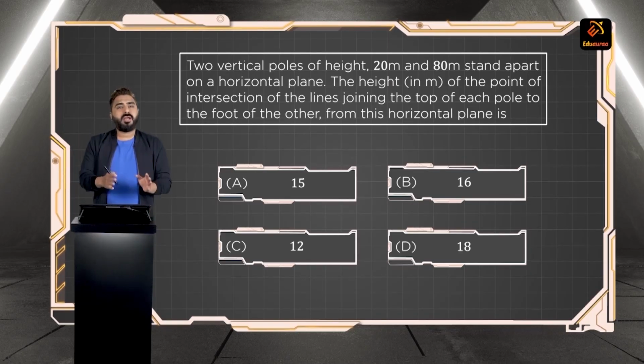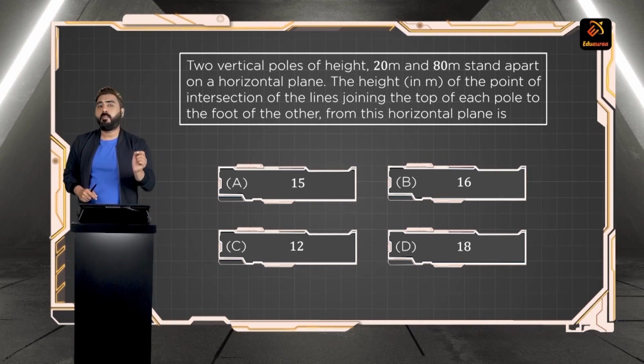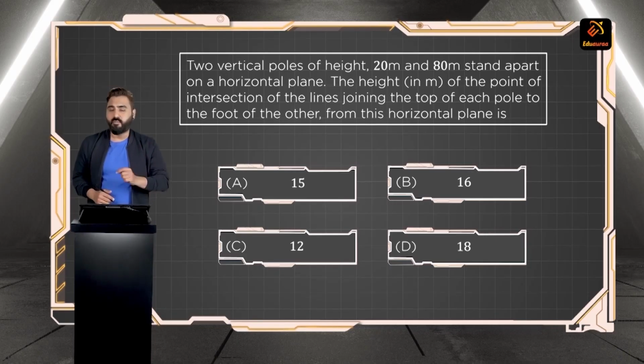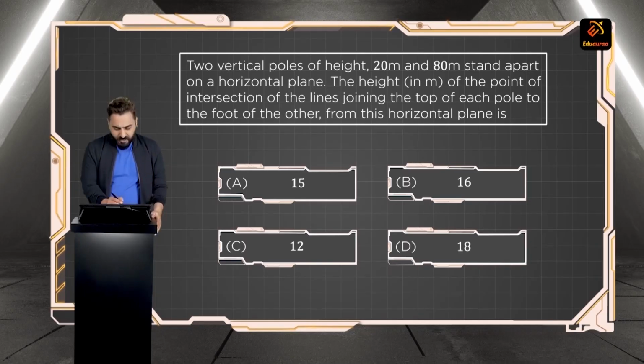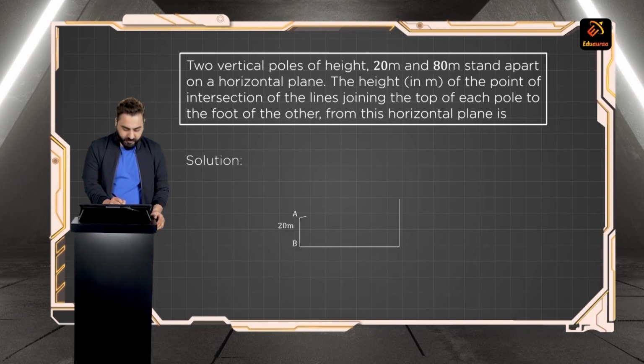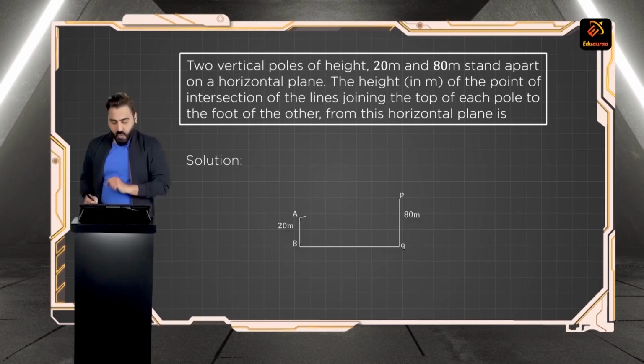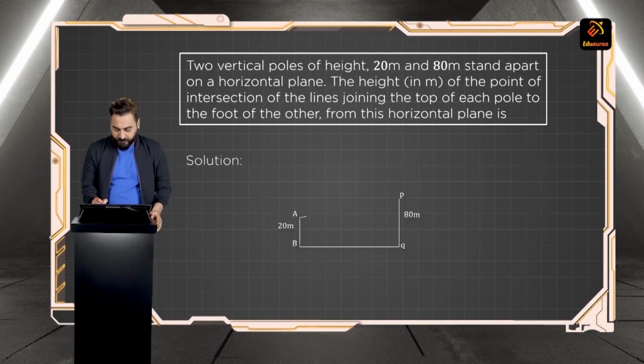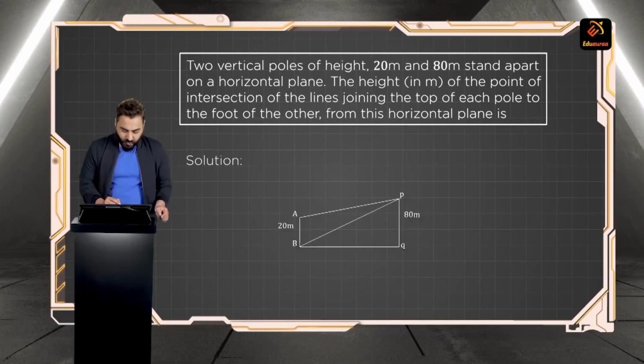So students, let the first pole AB have height 20 meters and the second pole PQ have height 80 meters. If we draw the diagram here, let's say this is some pole AB whose height is 20 meters. Let's say there is one more pole PQ whose height is 80 meters. Now students, how do we solve? Let's join these points A and P, and let us join these points B and P.